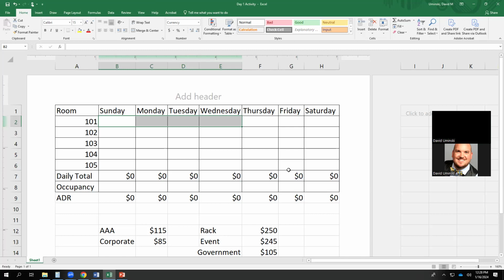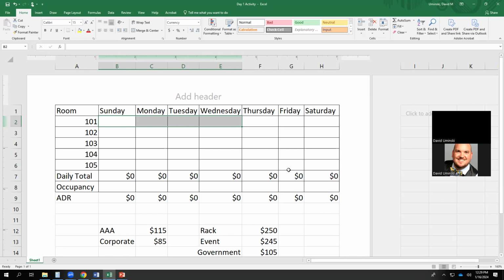Number 10, the corporate rate, check-in Sunday for 3 nights. Number 11, the corporate rate, check-in Friday for 2 nights.